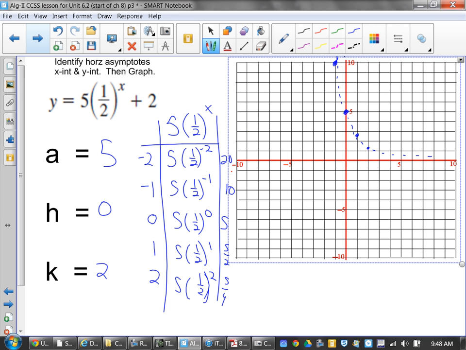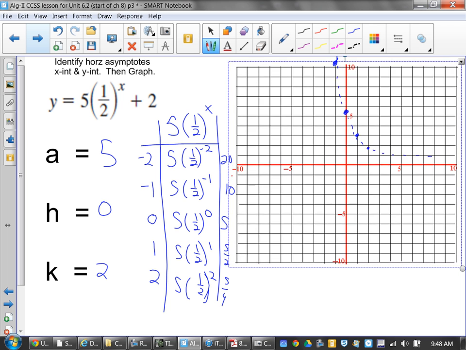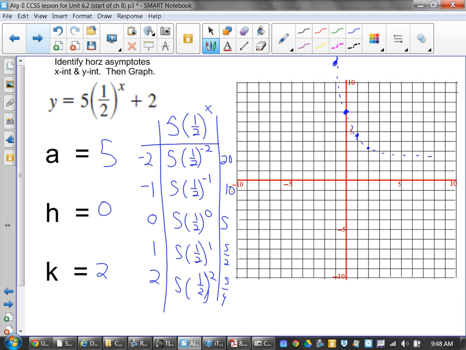Okay? So to each of these points, what do we have to do then? And now where's your asymptote? 2. And there's my new graph. How do you know the asymptote? It shifted up. Your original asymptote was at 0, so everything got moved up. Because the original asymptote of all parent graphs are at 0.